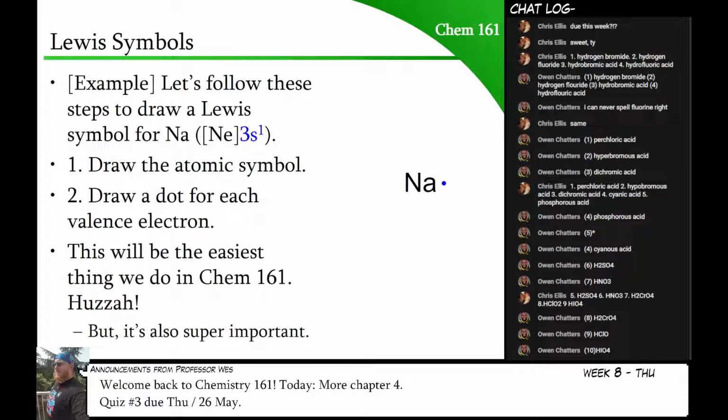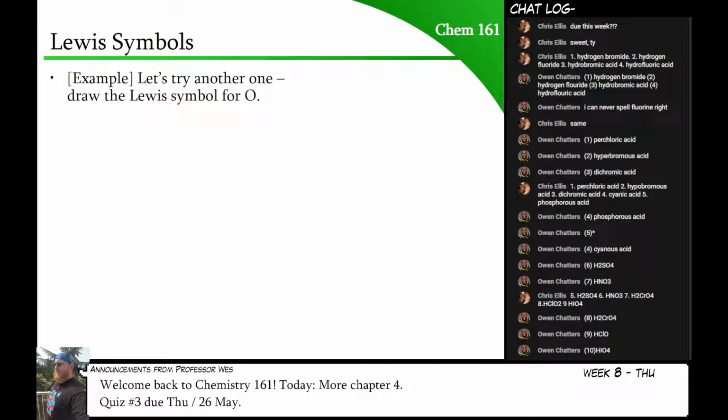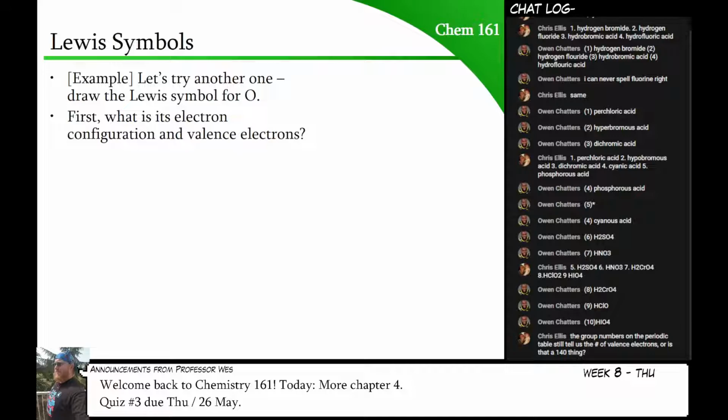But it's going to be extremely important, so we want to make sure that we get this idea down pat. I want you to do the same thing for oxygen. I'm going to let you write the electron configuration. So I want you to write out the electron configuration for oxygen, identify the valence electrons, and put dots around your oxygen to get the Lewis symbol. I'll give you 2 minutes to do that while I chug more water.